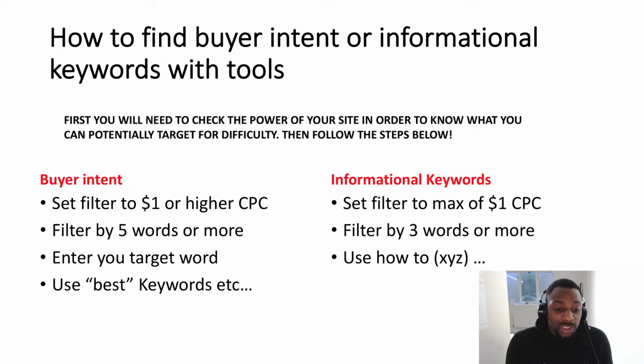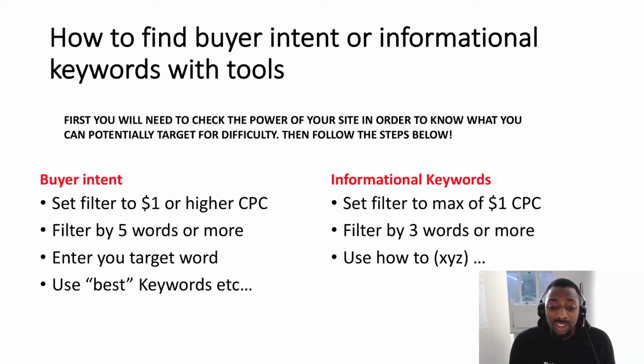Yeah, and you want to filter by 5 words or more. So you want to get those long tail keywords, as it will be a lot easier to get in. Now, I'm not saying that you can't go for the shorter keywords, but when you're starting out with a new site, you really want to target those long tail keywords. Now, enter your target keyword, which I'll use and show you on the tool in a second, and then use the best this and best that and whatever else as well to find some suggested keywords.